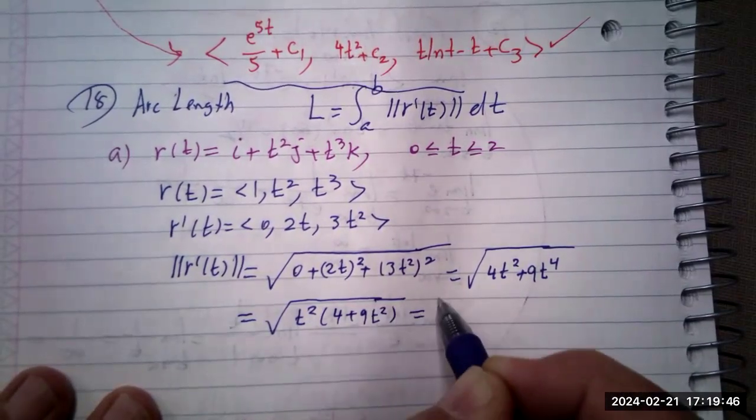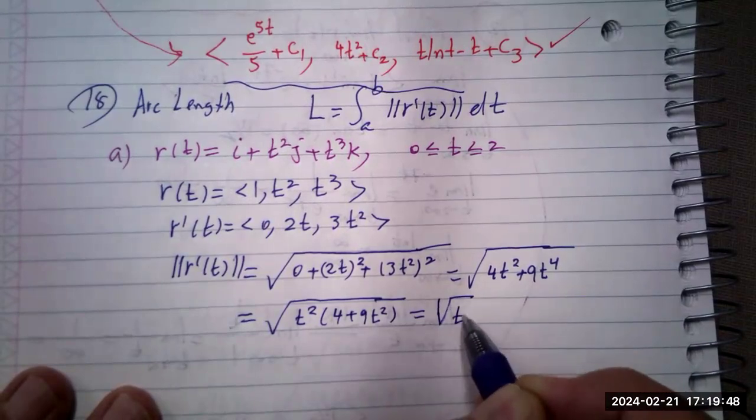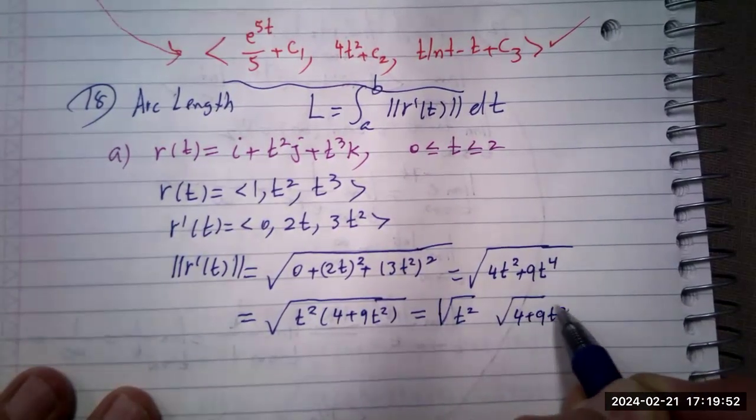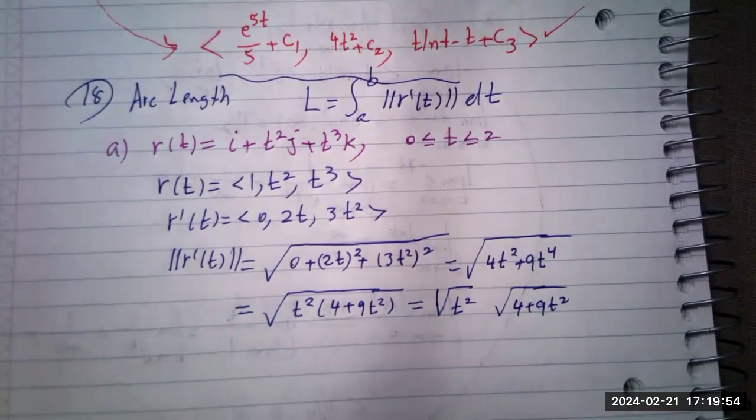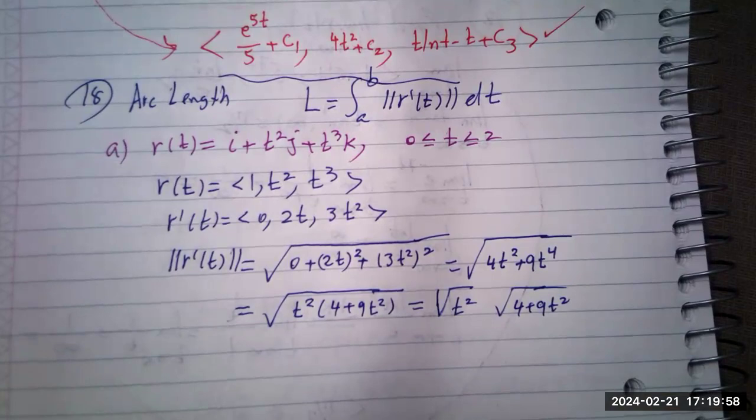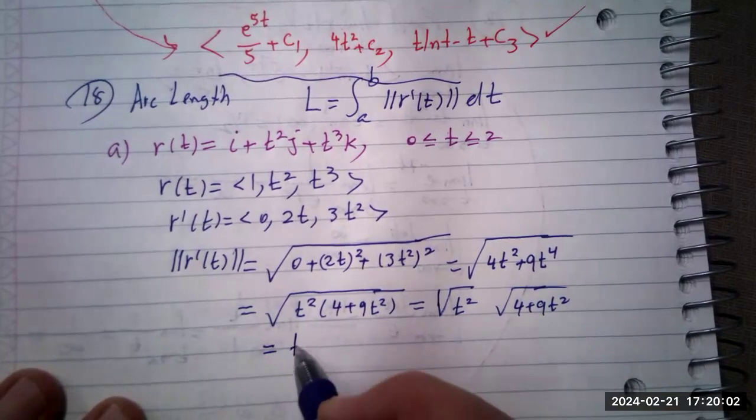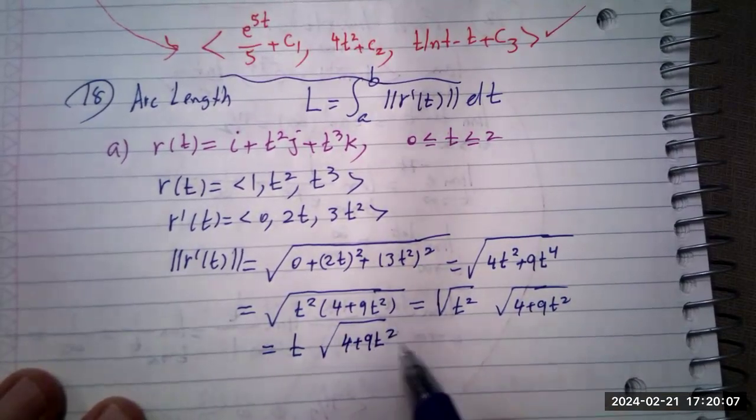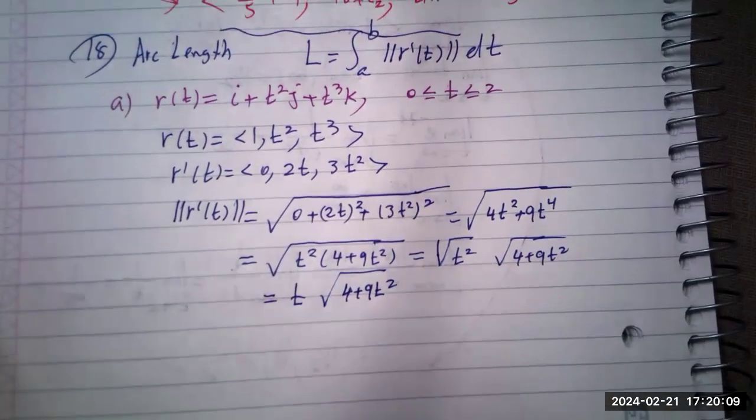Now you take it out, it's going to be radical t squared times radical 4 plus 9t squared. Radical t squared would be t. You don't need absolute value because t is between 0 and 2, so it's a positive number. Okay, so that gives you t radical 4 plus 9t squared, which is very good because you want to integrate it, and your derivative is already given to you.